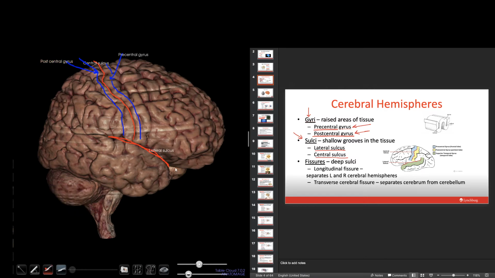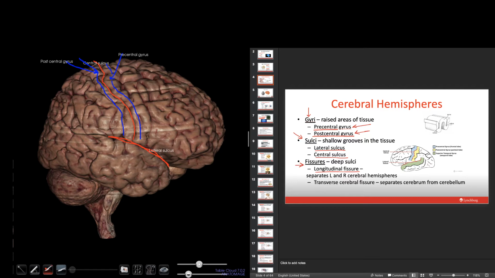Right behind it. So some important landmarks there. Now, we have some other landmarks that are going to be deep sulci, and we call these fissures. And so these are a little bit deeper than the sulci, like the lateral sulcus and the central sulcus. We've got two of these. One is the longitudinal fissure, and that's going to separate the left and right cerebral hemispheres.